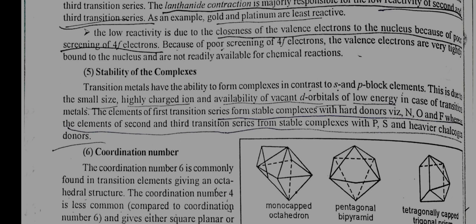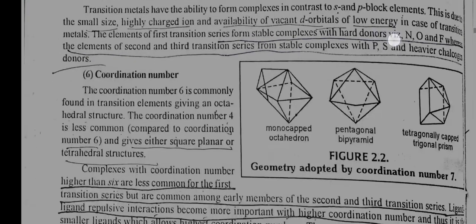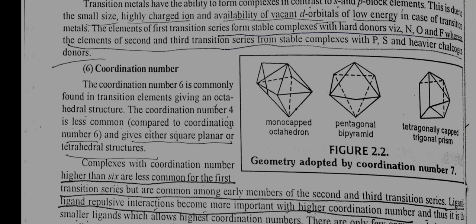case of transition metals. The elements of first transition series form stable complexes with hard donors with nitrogen, oxygen, and fluorine, whereas the elements of second and third transition series form stable complexes with phosphorus, sulfur, and heavier chalcogen donors. Coordination number. The coordination number 6 is commonly found in transition elements, giving an octahedral structure.